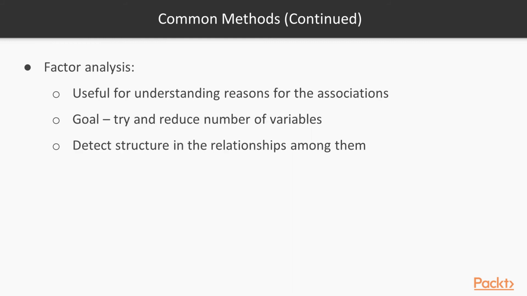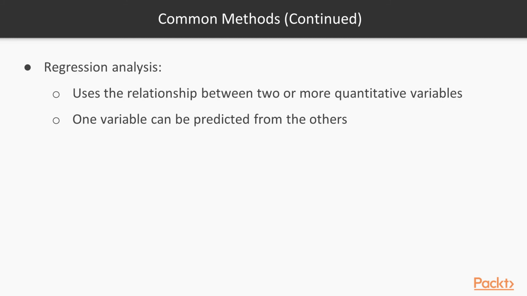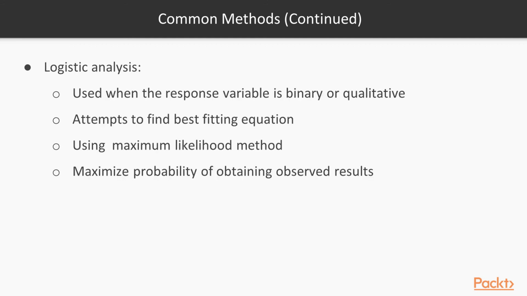Factor analysis is useful for understanding the reasons for the associations. The main goal is to try and reduce the number of variables and to detect structure in the relationships among them. Regression analysis uses the relationship between two or more quantitative variables so that one variable can be predicted from the others. A logistic analysis is a method that is used when the response variable is binary or qualitative and attempts to find a best-fitting equation using a maximum likelihood method to maximize the probability of obtaining the observed results, given the fitted regression coefficients.